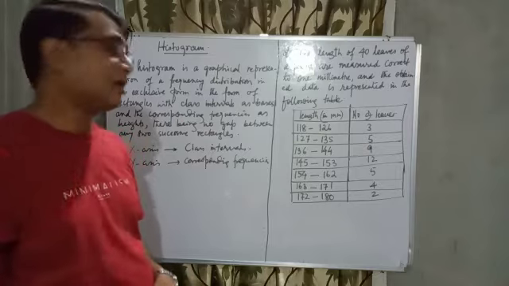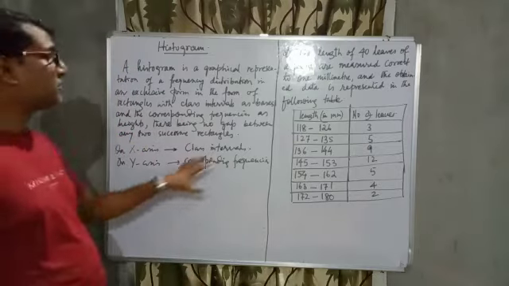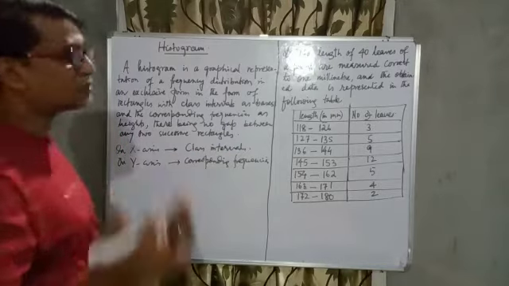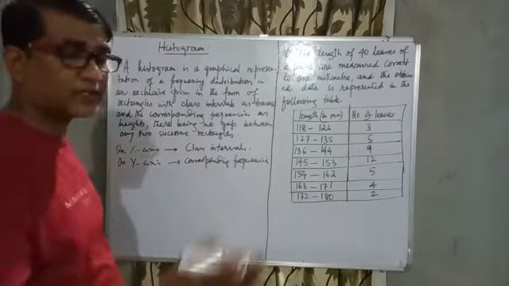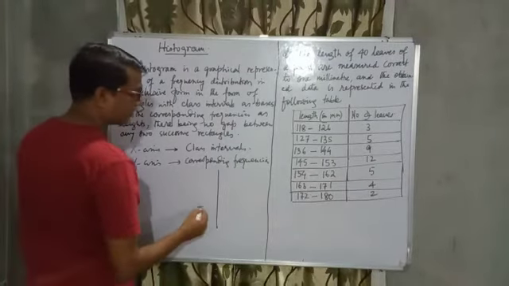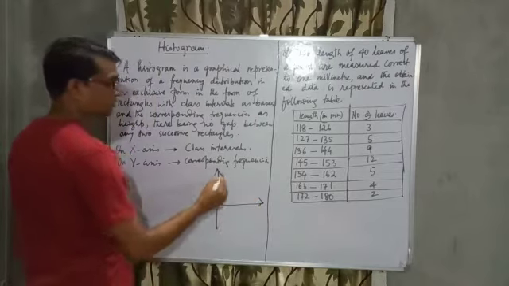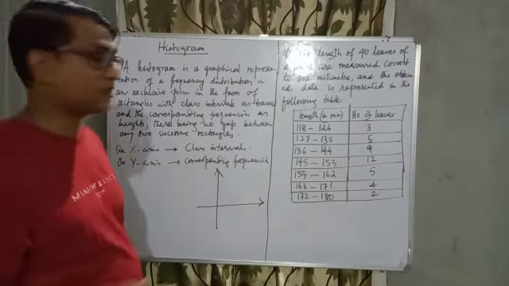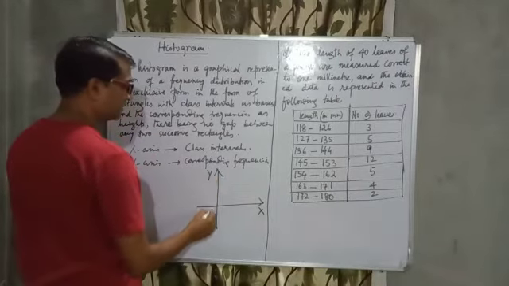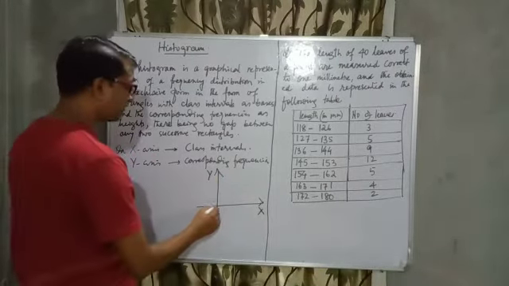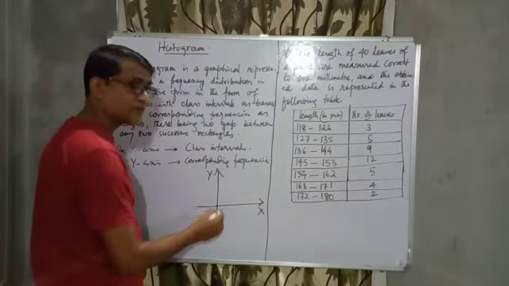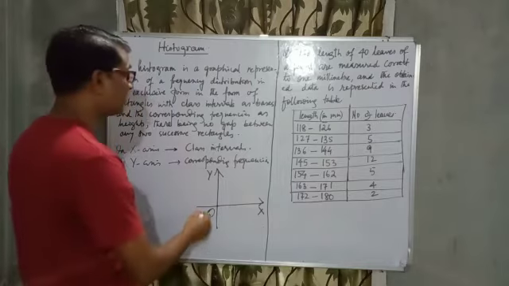How to draw? On the x-axis we will take the class intervals, and on the y-axis the corresponding frequencies, and we will draw the rectangles. In the same way as in the bar graph, we draw two perpendicular lines, one horizontal and another vertical. This is known as the x-axis, this is the y-axis, and they intersect at O. This is the origin, where the x value is 0 and the y value is also 0.